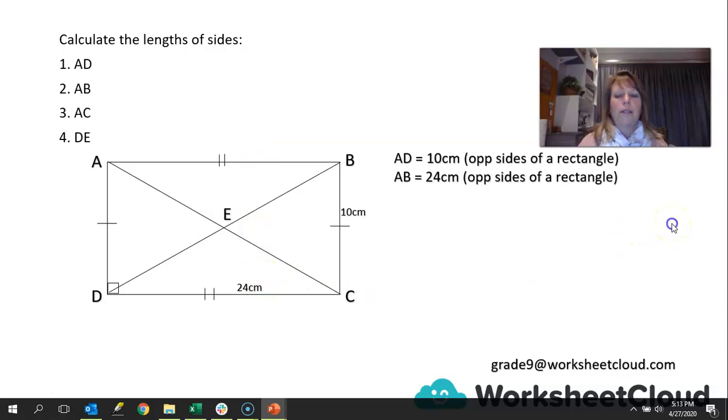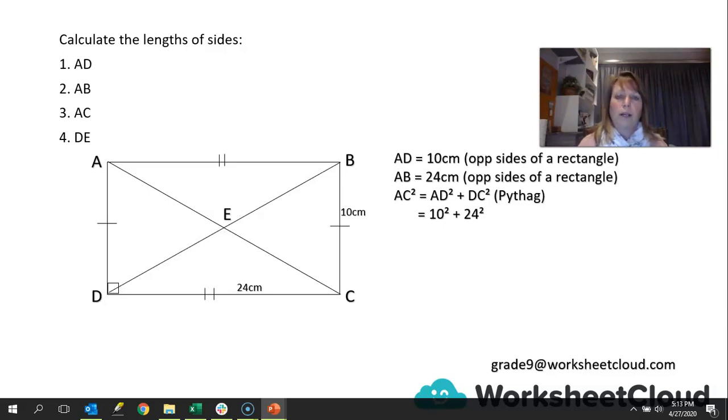Now we've got to work out AC, which is diagonal. We've got that side and we've got that side. That is a right angle, which means that that is a hypotenuse. So we're going to use Pythag. AC, the hypotenuse, AC squared, is equal to AD squared plus DC squared. And we know the values of AD and DC. Not too difficult. So we're going to keep AC squared, because that's our unknown, equals 10 squared, which is the measurement of AD, plus 24 squared, which is DC squared.